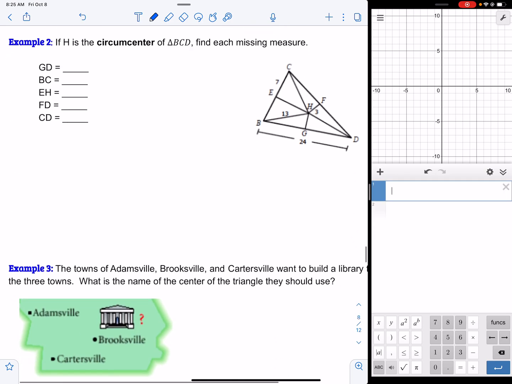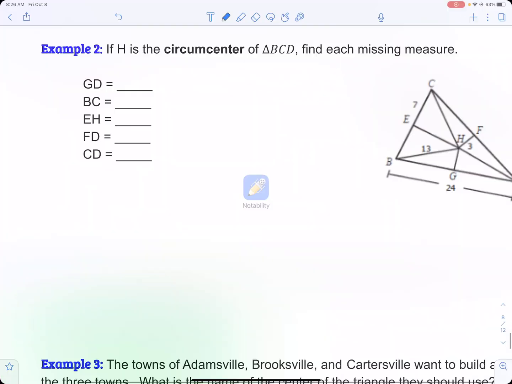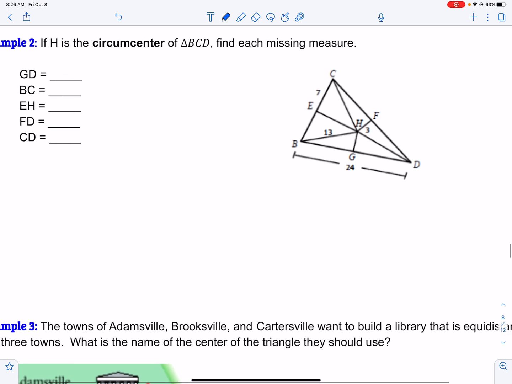If H is the circumcenter of triangle BCD, find each missing measure. All right, let's start with some that we know by looking at the figure. So they said to find GD. We are given that one of the segments going from the vertex to the circumcenter is 13. So therefore, all three of those would equal 13.